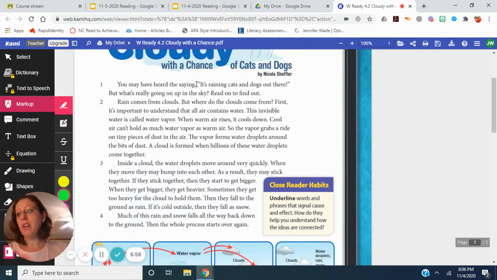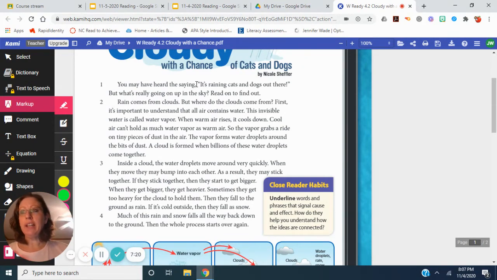Okay, so if you wanted to write the title over so that it was less confusing for someone who didn't understand an idiom, you might just want to change it to "Cloudy with a Chance of Heavy Rain." All right, but "with a chance of cats and dogs" is pretty catchy and it makes you want to read more. So that's why the author used it.